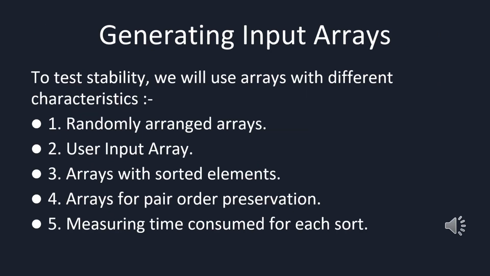Generating input arrays. To test the stability of these sorting algorithms, we will use different types of input arrays. These include randomly arranged arrays, arrays inputted by the user, and arrays that are already sorted. We will also measure how well the algorithms preserve the relative order of the pairs and track the time taken to perform the sort. This will give us a clearer comparison of their stability and performance.